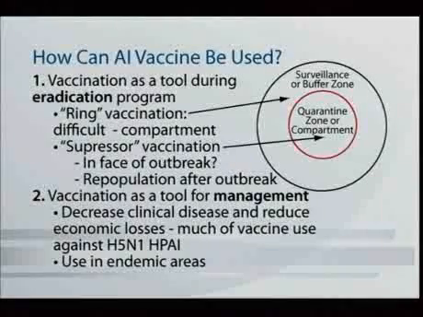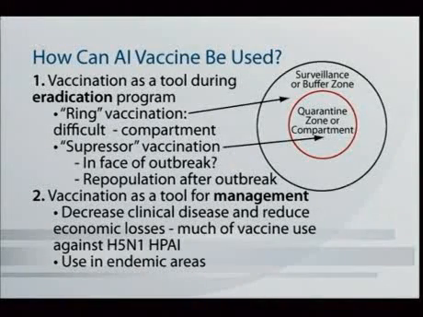How can avian influenza vaccination be used correctly? For example, one way is that vaccination can be used as a tool during an eradication program. Generally, there are two concepts discussed for using vaccination programs. One is a ring vaccination program, which is a general concept used with other foreign animal diseases, and that is vaccinating in a surveillance or buffer zone outside of the quarantine or the outbreak or infected zone or compartment.